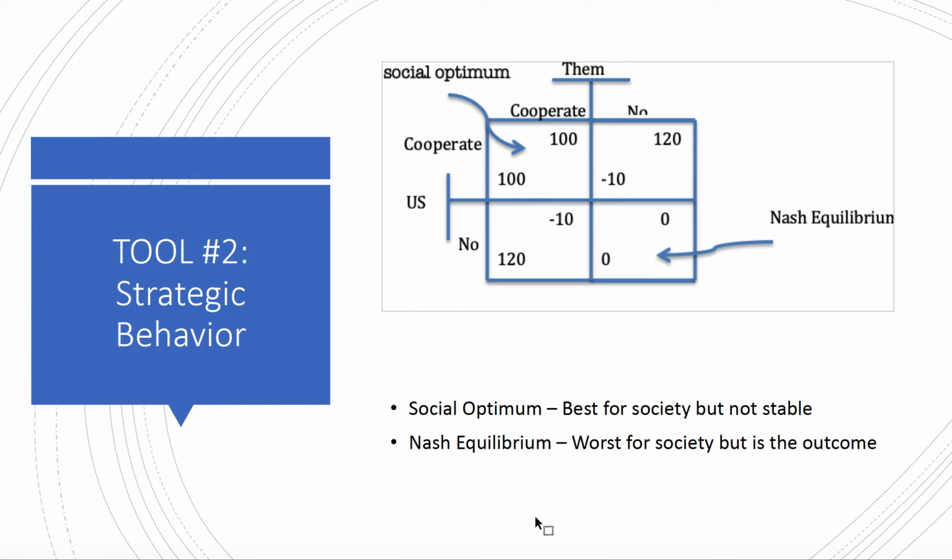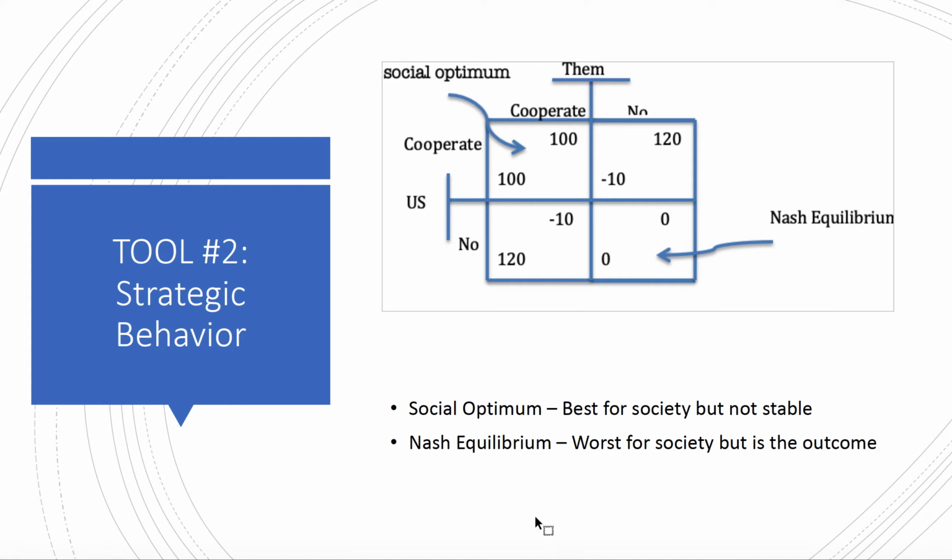is strategic behavior. And you may have seen this style of game theory, normal form game theory box before, in which you've got us and them. Do we cooperate or not? And the payoffs to us and them in each cell. And you can see if we both cooperate, we both get 100.